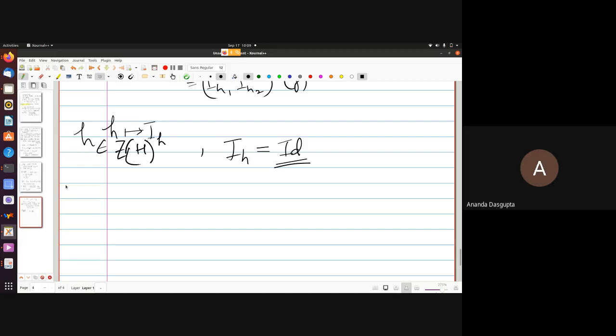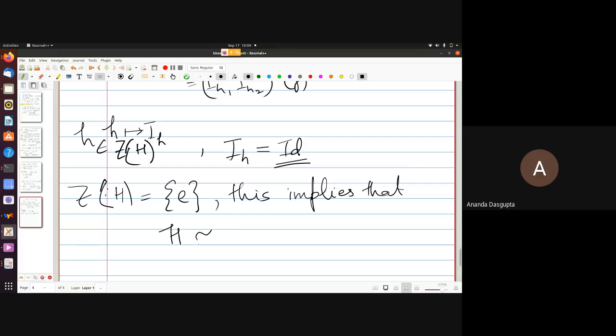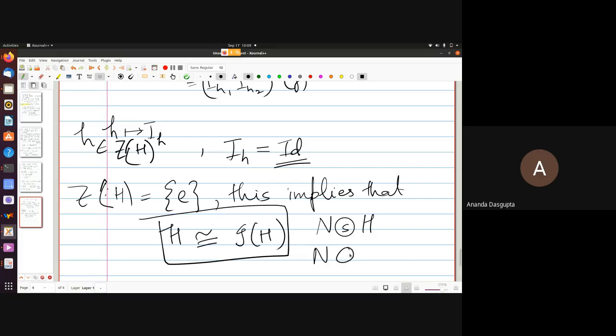So the whole point of having Z(H) of this demand that we made, Z(H) equals E, is that this implies that, although we are saying N semi-direct product H, what we really mean in the definition is these two groups being isomorphic to each other, H and I_H, we can use them interchangeably in this language. Is this okay?